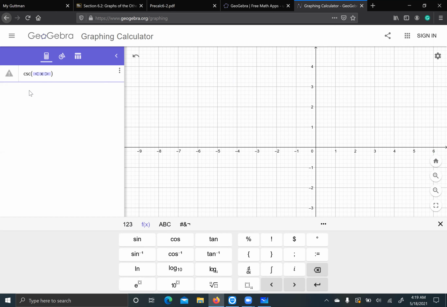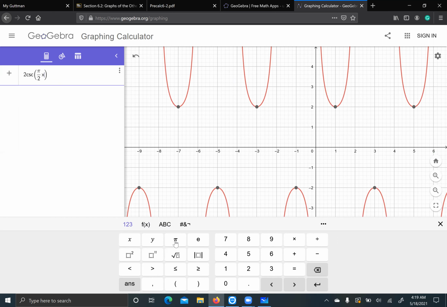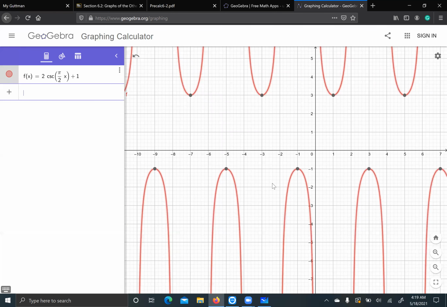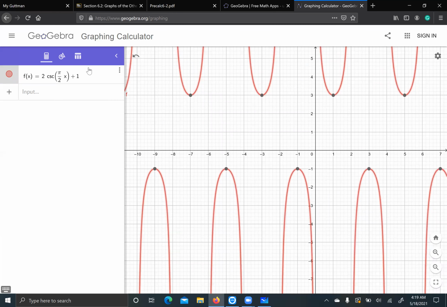So this is the cosecant. Okay, it's multiplied by 2. And then here we have pi over 2x plus 1. Yeah, I think this is there. Let's save some time and avoid any mistakes. So this is the graph. So just draw the graph using a graphing calculator.